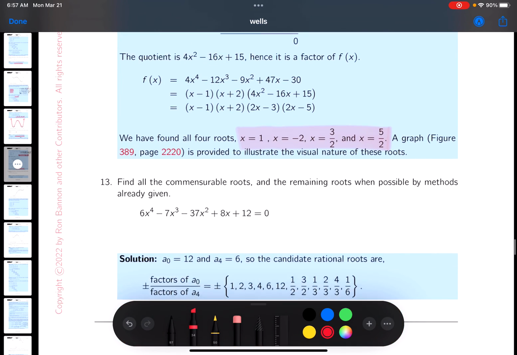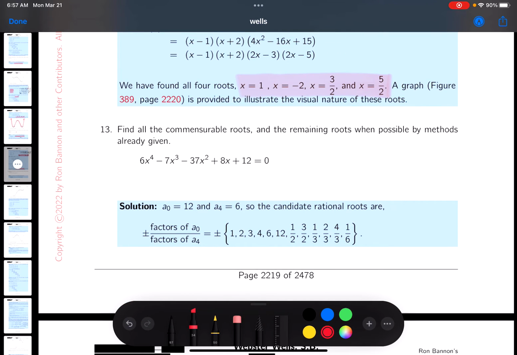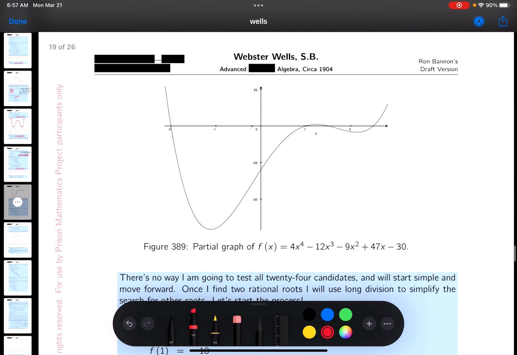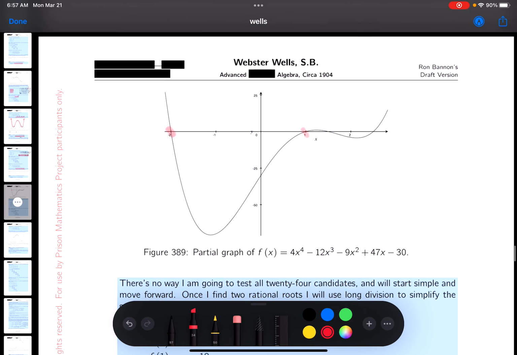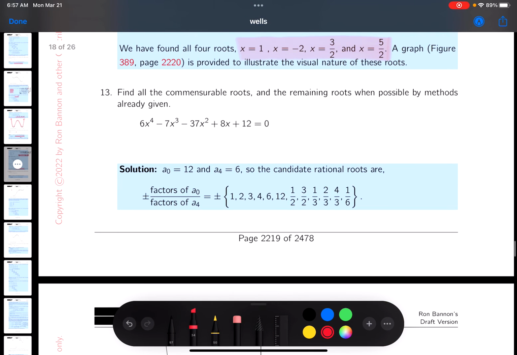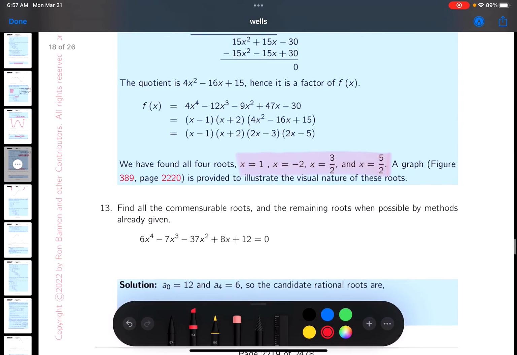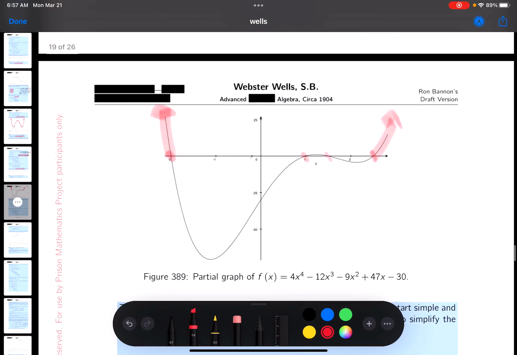We also put a graph down for you. The graph, we'll check it out. I'm going to check to see if 1 and -2 are in that. Got those. What are the other ones? 3 halves and 5 halves. Well, this is 3 halves, and this is 5 halves. Again, it's a fourth degree polynomial. We're expecting this behavior over here, this behavior over here. What's the y-intercept? -30.